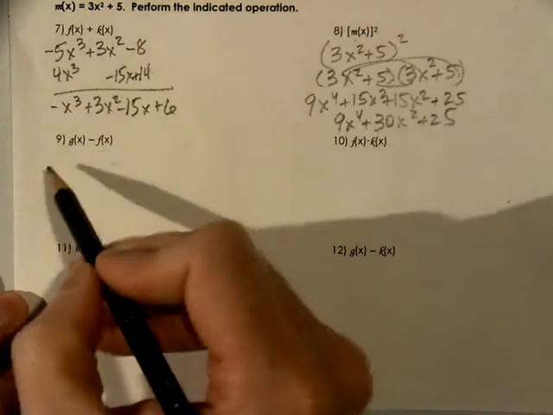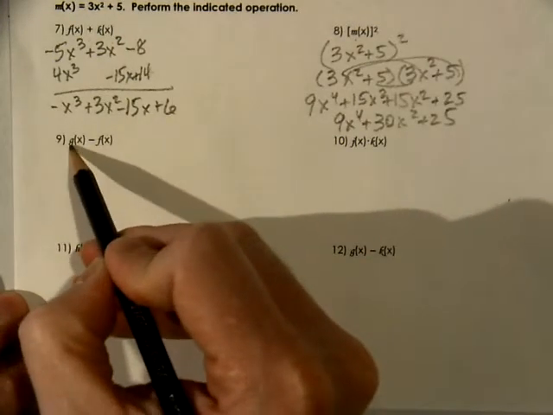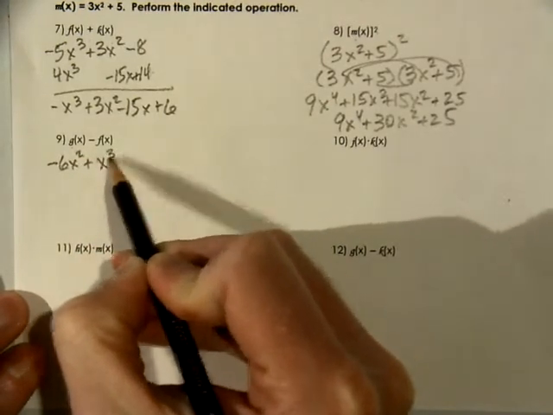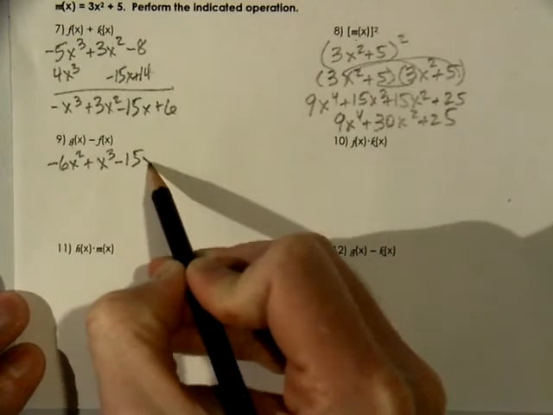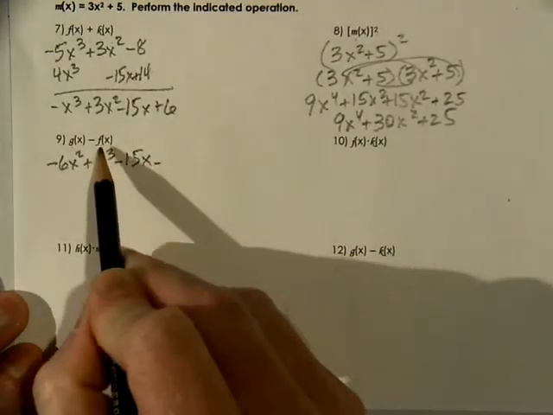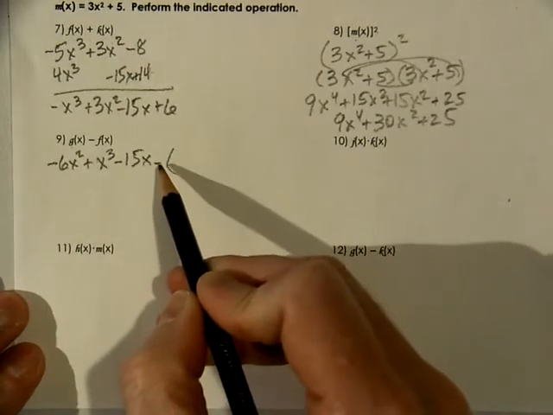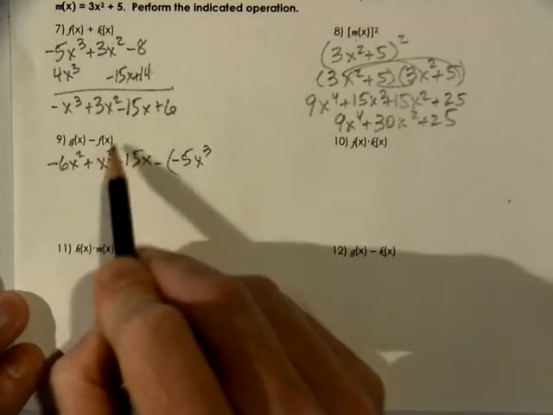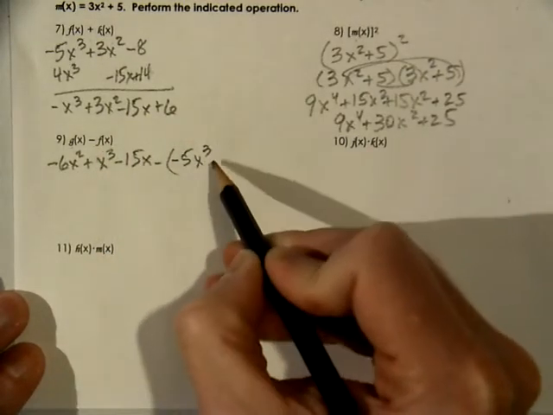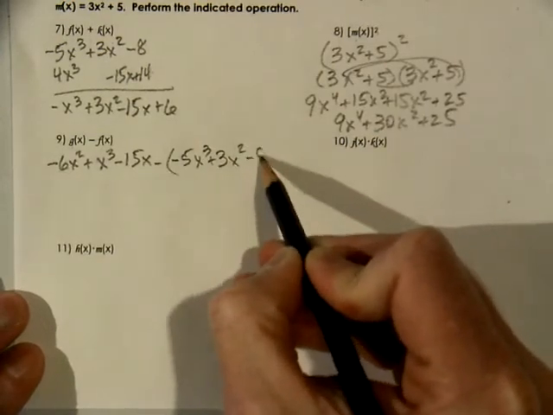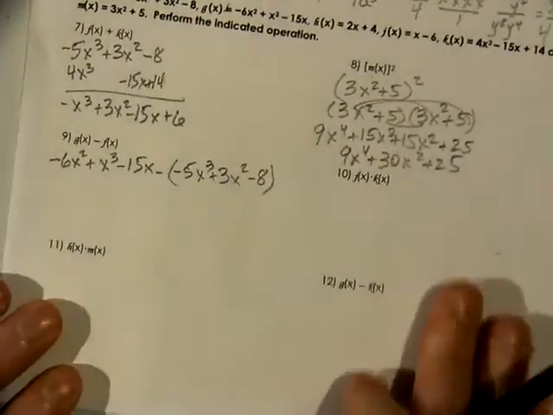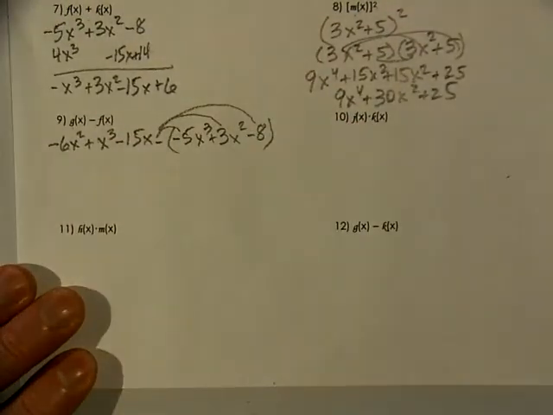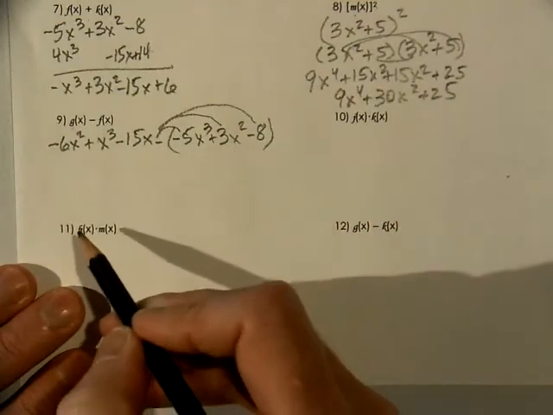Now we're going to subtract. With subtracting, we have the g function. We're going to subtract the f function. It is required to put the parentheses around the f function because you're subtracting that entire function. And when you subtract that entire function, we have to distribute, and that's what the parentheses tell us to do. We're subtracting each one of those.